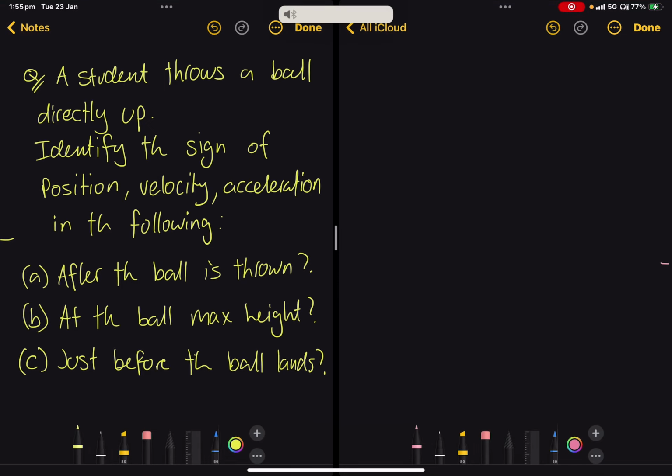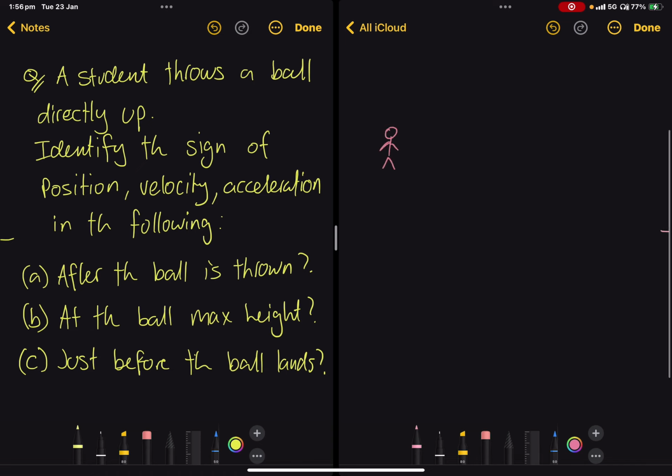So we're going to have another look at a question from the advanced mechanics topic. We're told a student throws a ball directly upwards. We need to identify the sign of the position, the velocity, and the acceleration in the following instances. So we'll draw a little diagram of this.